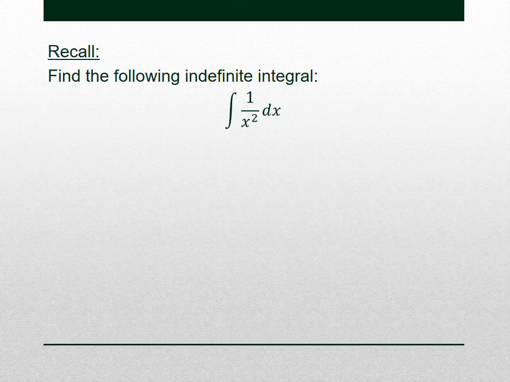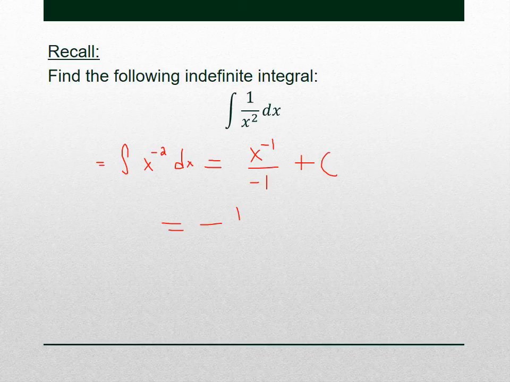So this is a throwback all the way to 5.1. I'll give you a second to look at that and figure it out. Pause the video if you need to. Okay, so this is the integral of x to the negative 2 dx. When we take the indefinite integral, that becomes x to the negative 1, which is negative 2 plus 1, over negative 1 plus c. And so that's minus 1 over x plus c.